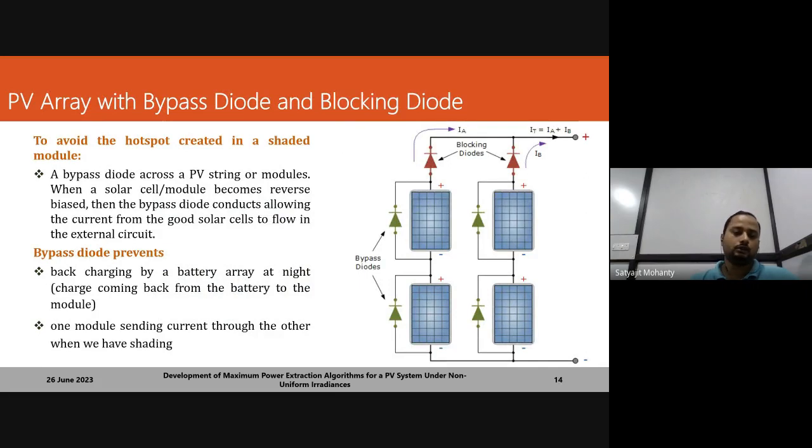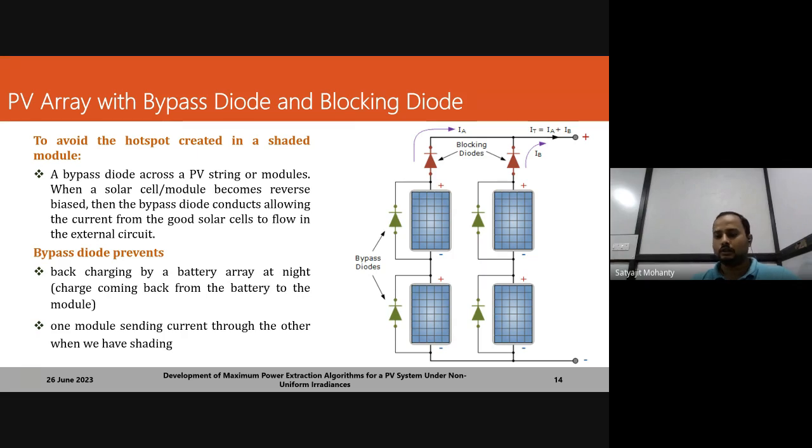So how do we overcome such hotspot scenarios? To overcome them, we need to connect diodes. The diodes connected in parallel to the photovoltaic module are known as bypass diodes. And if we connect a diode in between two groups of PV modules, that is known as a blocking diode.